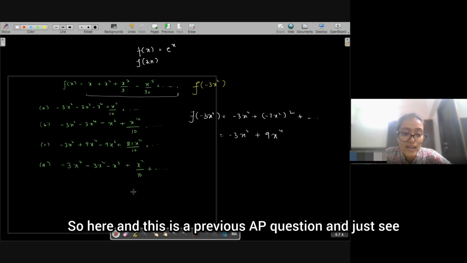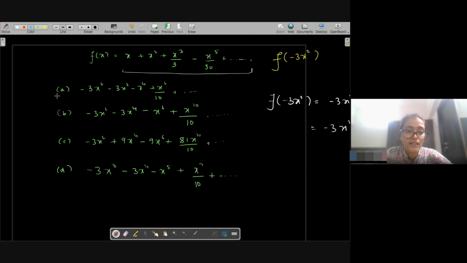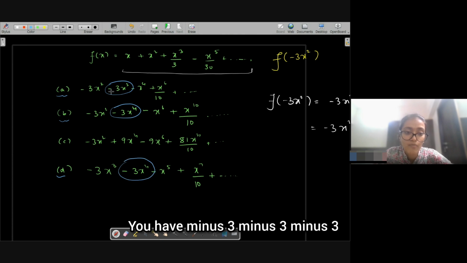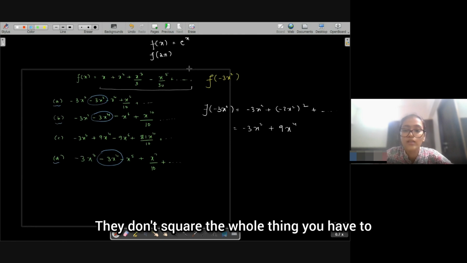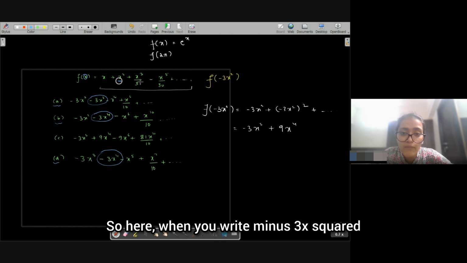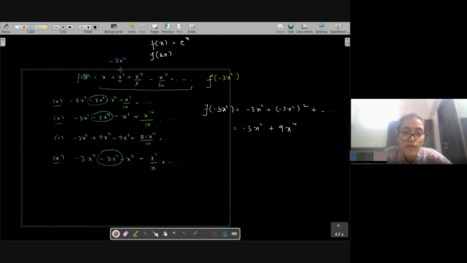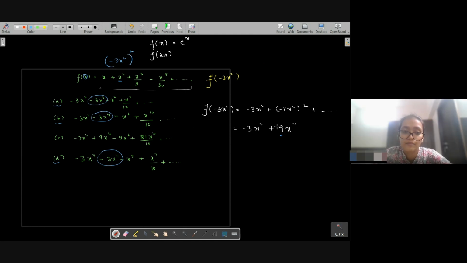So here, and this is a previous AP question, this is very easy. In the second term, you have minus 3. Most of the students make this mistake: they don't square the whole thing. Basically you're just replacing x by minus 3x squared. So when you write minus 3x squared, this entire thing is getting squared. That's why minus 3 squared gives us 9.